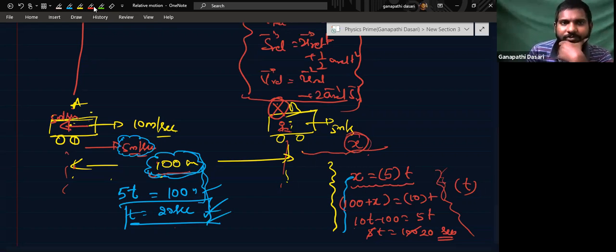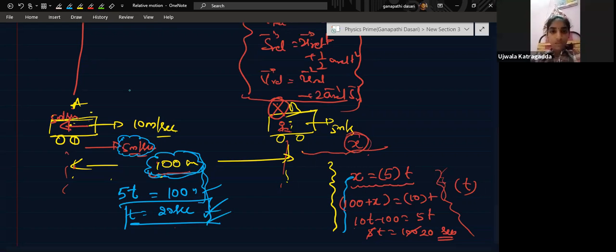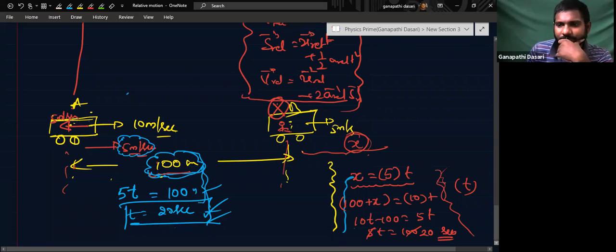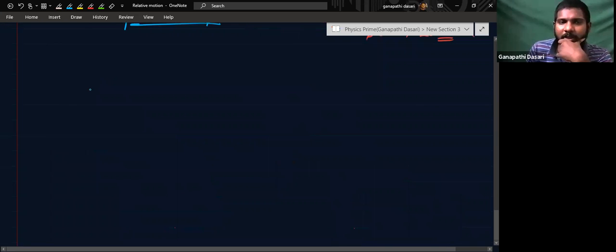How to use relative motion? Yes, sir. Okay. Varun, are you getting this? Yes, sir. I'm getting it. Okay. Another question. Beautiful question. This question has been asked 2 or 3 times in previous years.